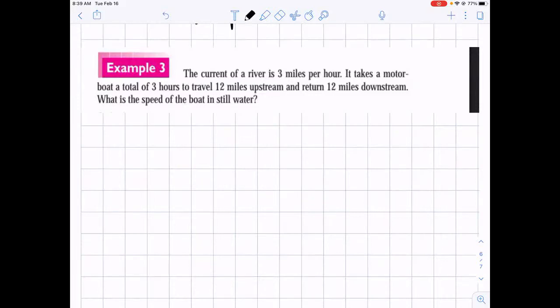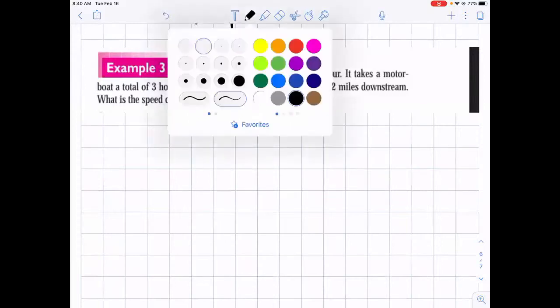And return 12 miles downstream. What is the speed of the boat in still water? Okay. So now we're asking for the speed of the boat in still water. So the first thing I'm going to do, there's two things actually.